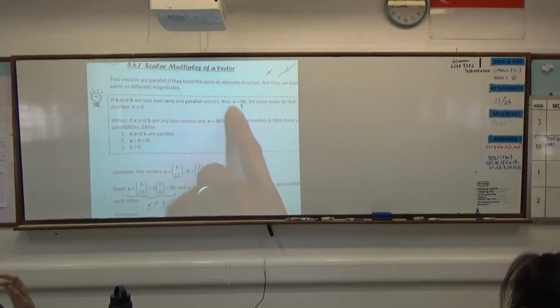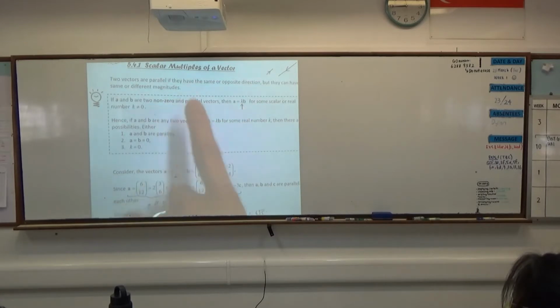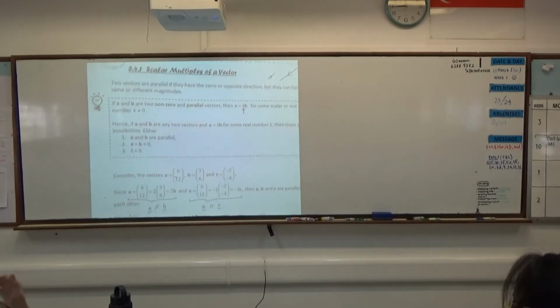So if I have a vector A and a vector B, then A equals kB, whereby k is a number itself. Any number will do, whether a fraction, decimal, or whole number. Negative numbers will also work. Then we can conclude that it's a parallel vector.